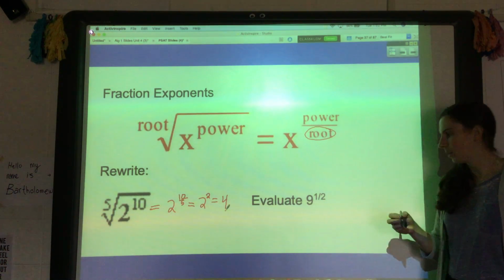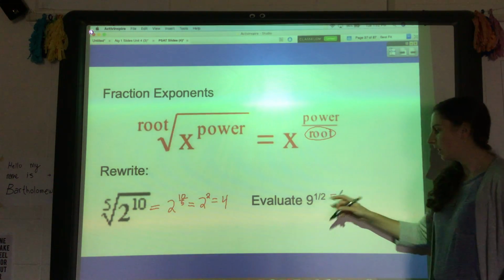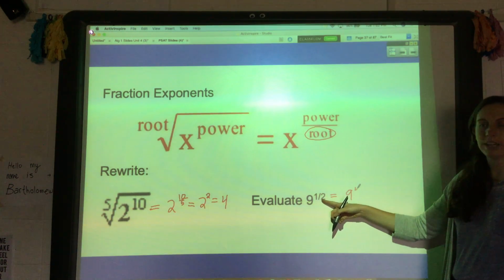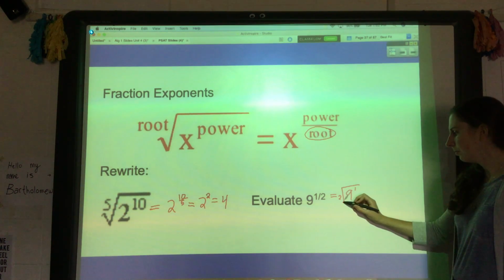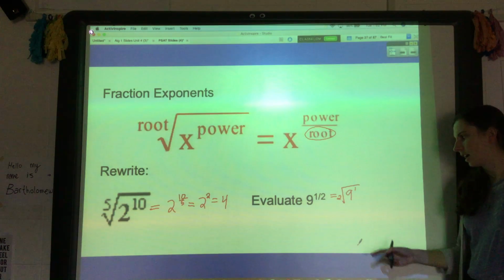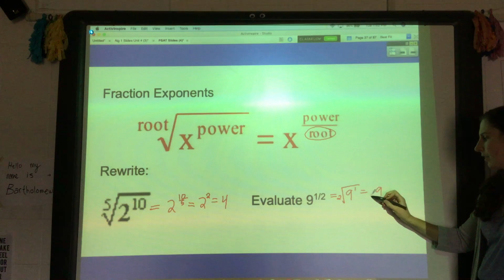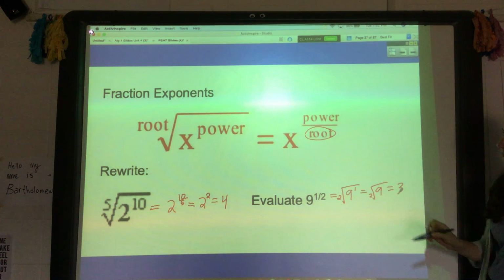This one, if I want to evaluate it, which just means see what it equals, I'll leave 9 to the 1st as it is, but this 2 here becomes my index. So 9 to the 1st power is just 9. So I'm just finding the square root of 9, which is 3.